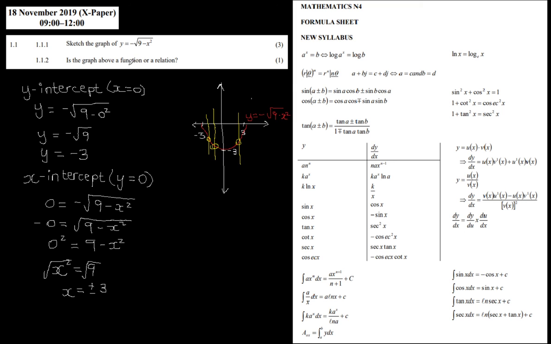We said a function is when it cuts just one place, so it just functions. However, for a relation, it is 2 or more times. So if we look at this graph, again, it cuts once, meaning that this will be a function. So for question 1.1.2, the answer will be a function, since there is only one y value for every x value.